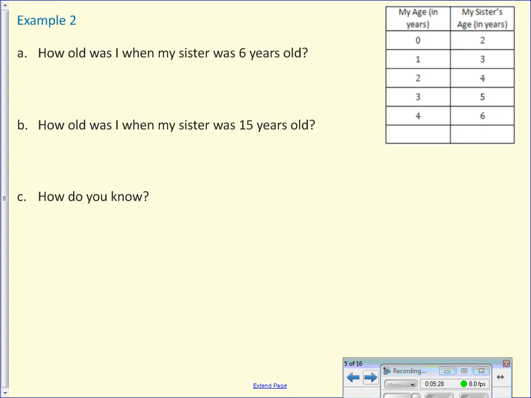Okay, let's switch it up. My sister was 6. How old am I? When my sister was 6, how old was I? 4. When my sister was 15, how old was I? 13. How did you know? Raise your hand. How'd you know? Because I am always 2 years less than her. If she's always 2 years older than me, I'm always 2 years less than her.